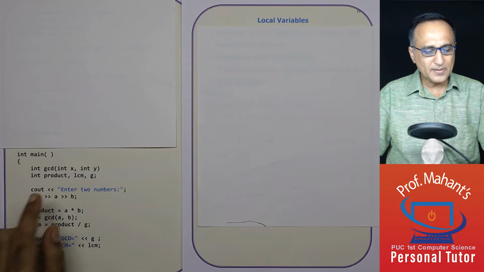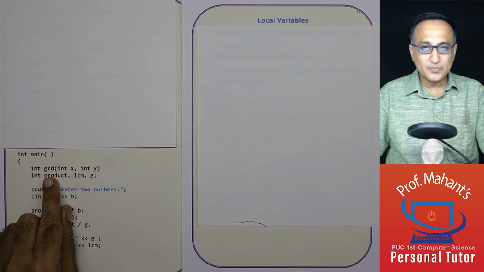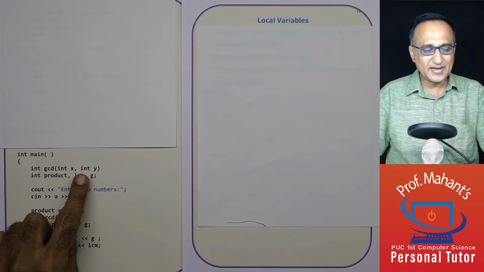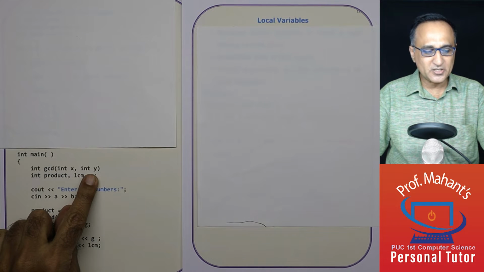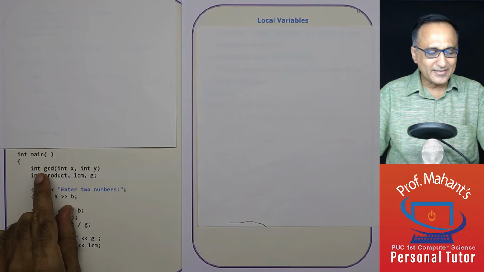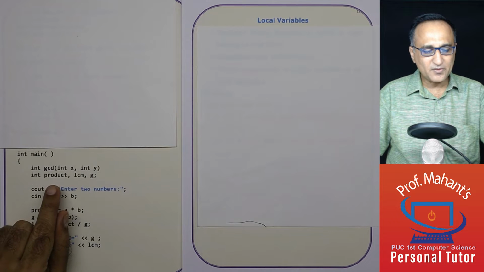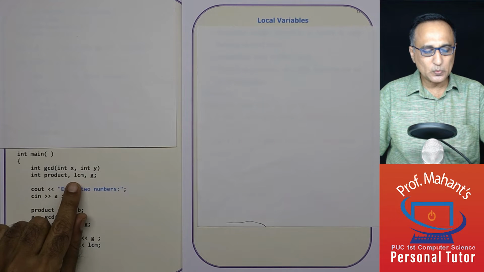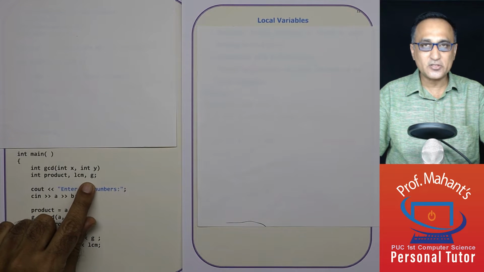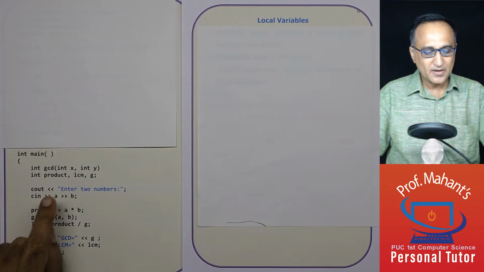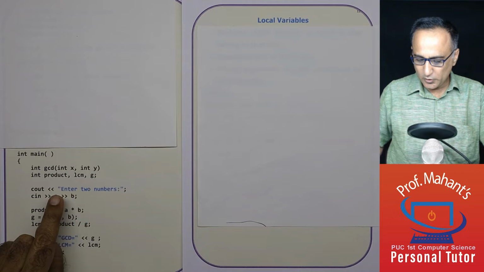In main, I have declared the prototype or blueprint of a function whose name is GCD, which takes one parameter x and another parameter y, both of integer data type, and it returns or sends back a value of the type integer. Then I have three variables. One is the product, one is for the LCM, and G stands for storing the GCD returned by this function. I ask the user to enter two numbers.